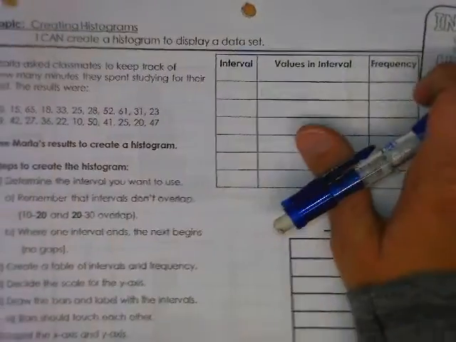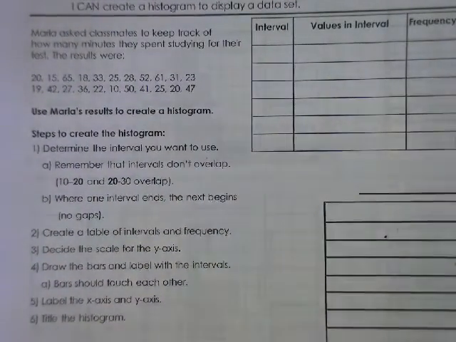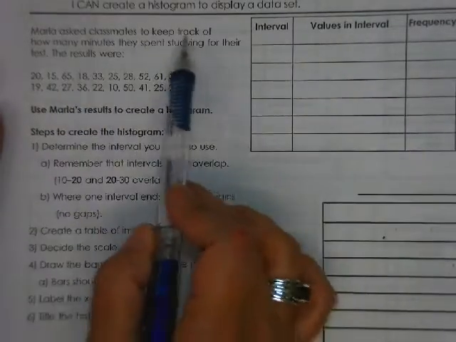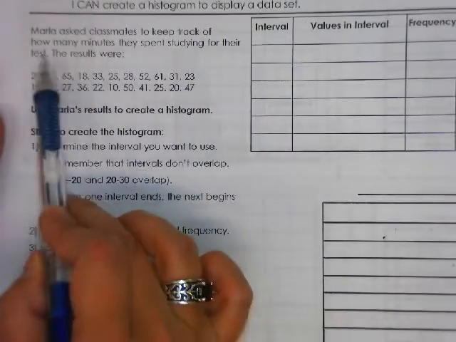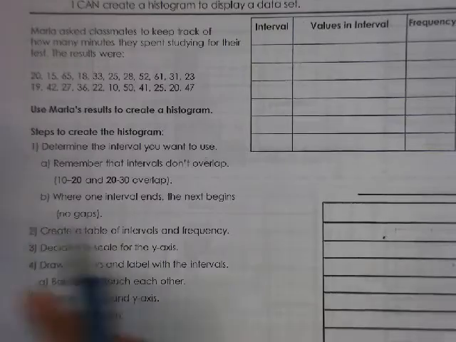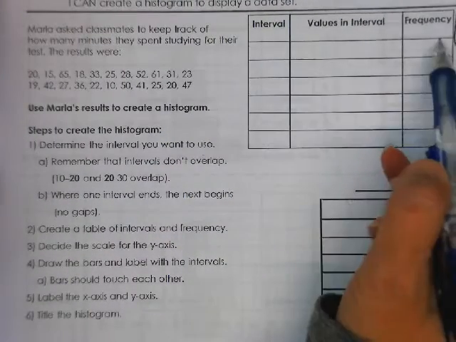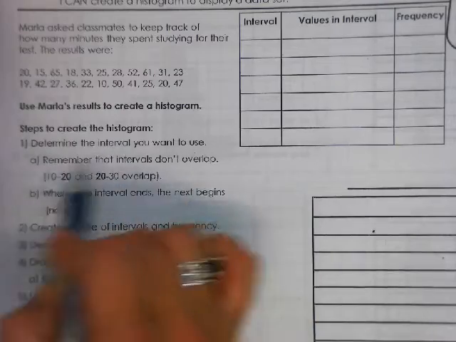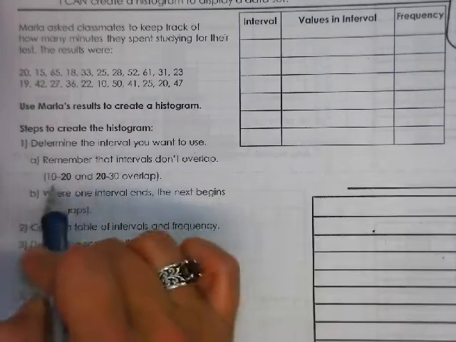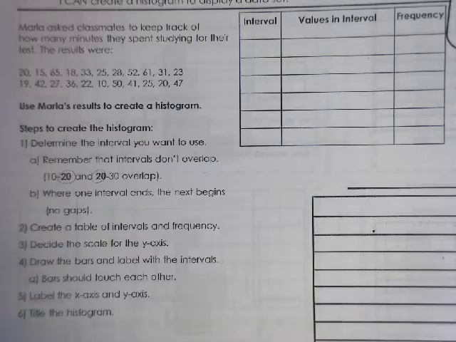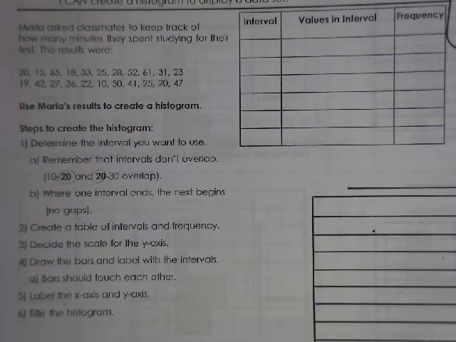Okay, so now let's practice some more doing the whole thing. So we have Marla asked her classmates to keep track of how many minutes they spent studying for their test. Well, hopefully the longer they studied, the better they did, right? So we look at what we've got to do. We got to make a frequency table, right? Determine the interval we want to use. Remember, intervals don't overlap, right? We're not going to say 10 to 20 and 20 to 30. Where one interval ends, the next begins.